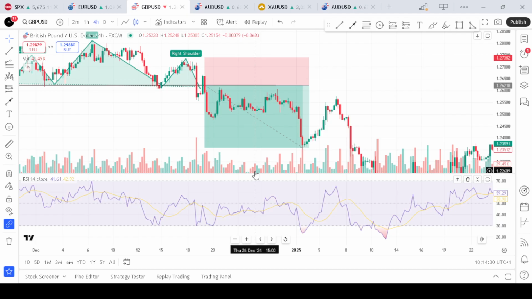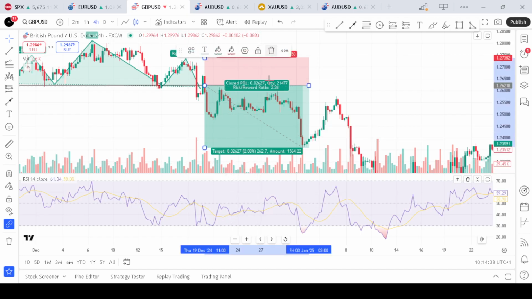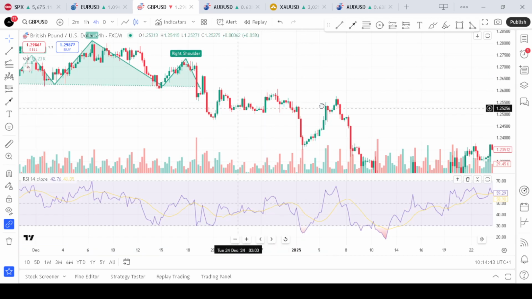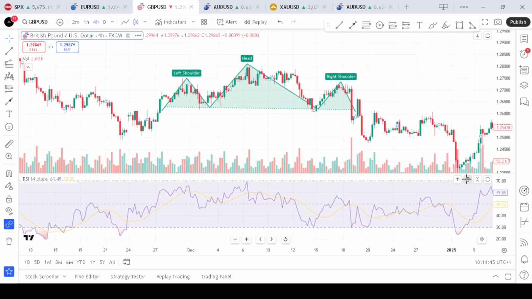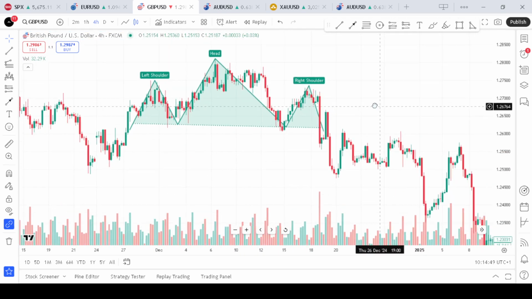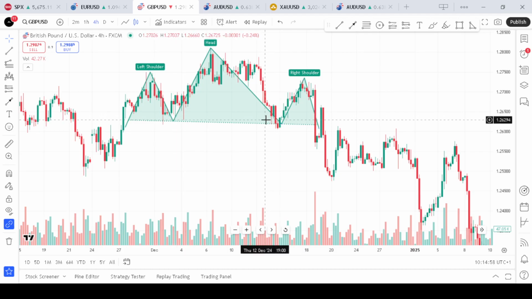We can also adjust for variations. Sometimes the pattern may not be perfectly symmetrical, or may have a slanted neckline. Sometimes, like the neckline we used here, it is not a straight neckline. We can see it is slanted to the downside. This doesn't mean that it is not a valid pattern. It just means that you need to adjust your trading strategy to adapt to this.